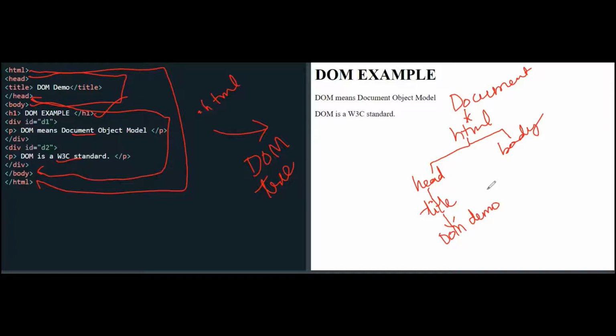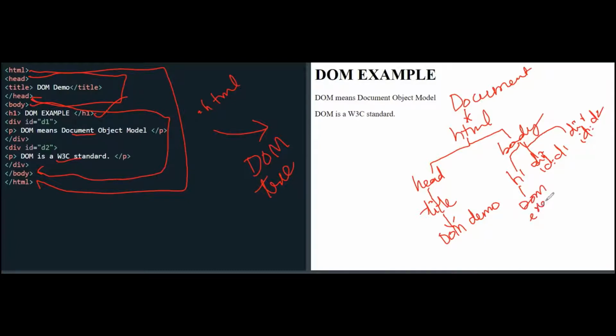Now coming to the body tag, it has three children. The first one is the h1 tag, the second one is the div tag, and the div tag has an id, which is d1. Then I also have another div tag with id equal to d2. So these three are the children. Now h1 has a value. What is the value I have given? I have given dom example.